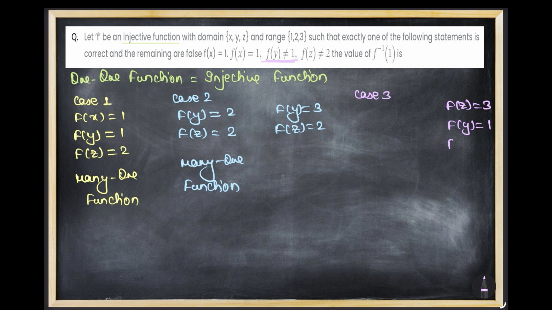Now you know that f of x has to be false, so either 2 or 3. The moment I take f of x as 3, it will become many-one, but if I take f of x as 2, it will become a one-one function. So here we got the one-one function.